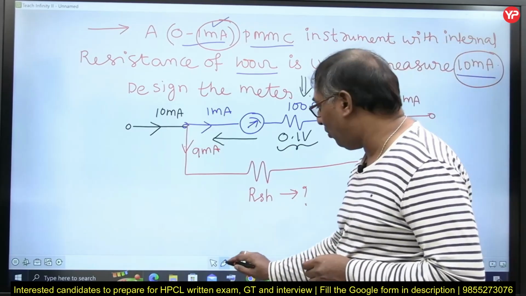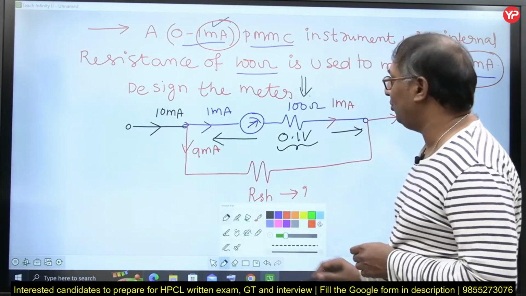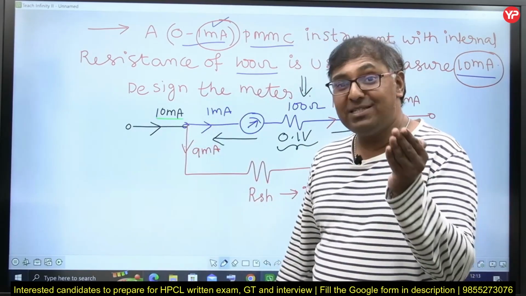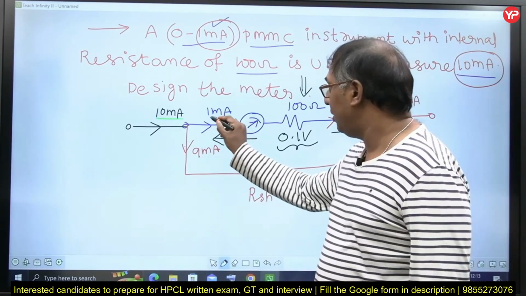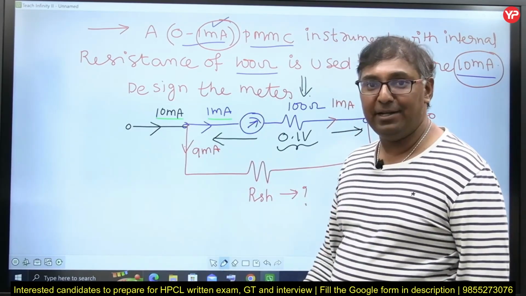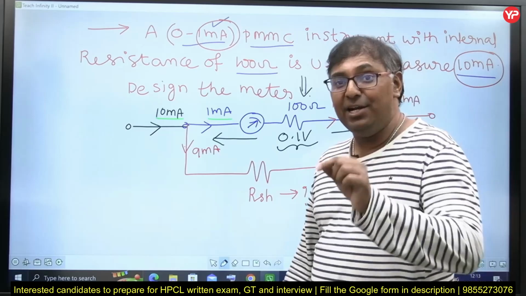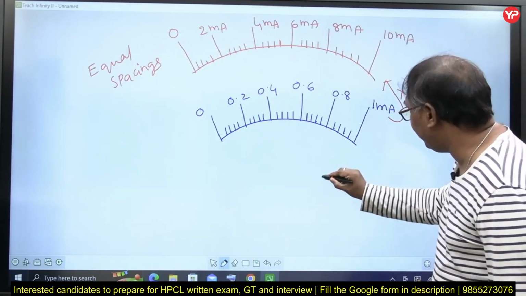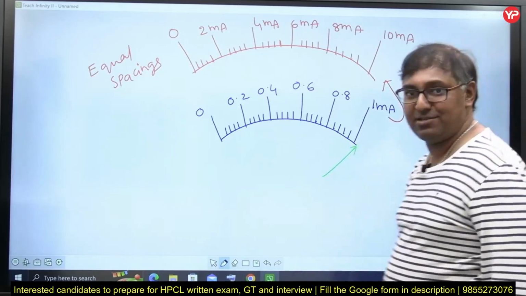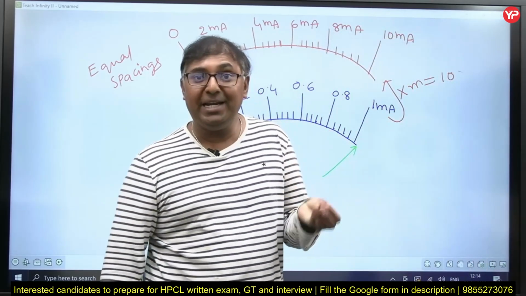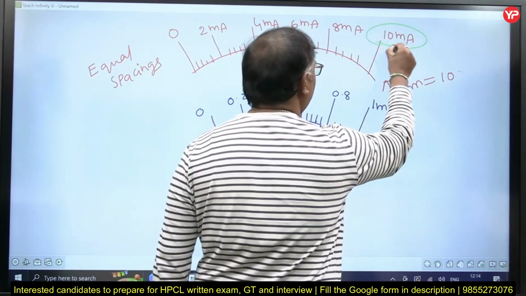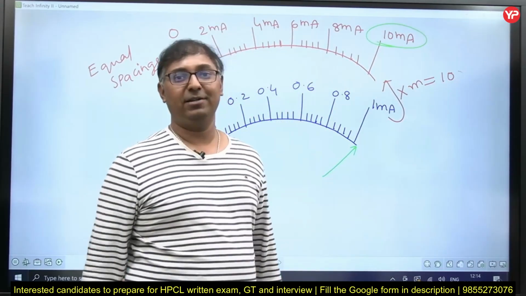You are sending 1 milliampere or say you are sending 10 milliamperes. How much current is getting into the meter? 1 milliampere is getting into the meter. When 1 milliampere is getting into the meter, my meter indicates 1 milliampere like this. Once my meter indicates 1 milliampere, by default what value is indicated, sir? 10 milliamperes.